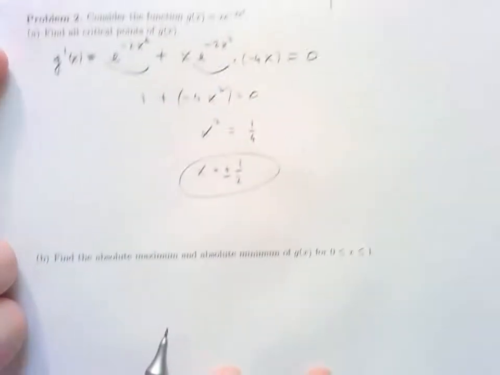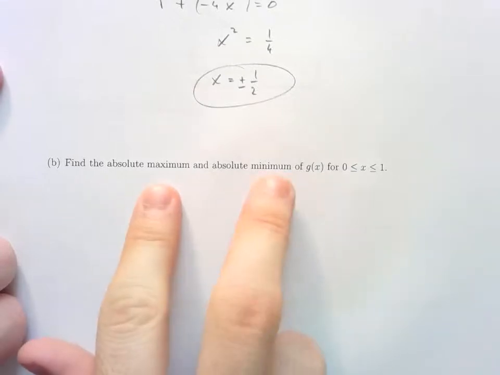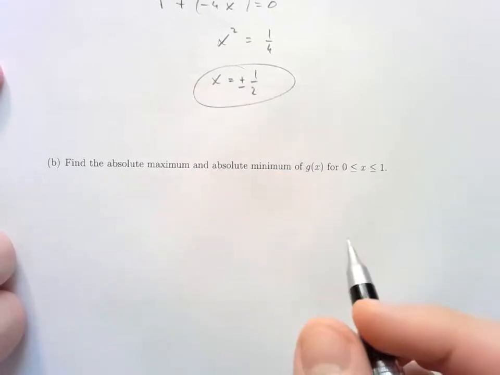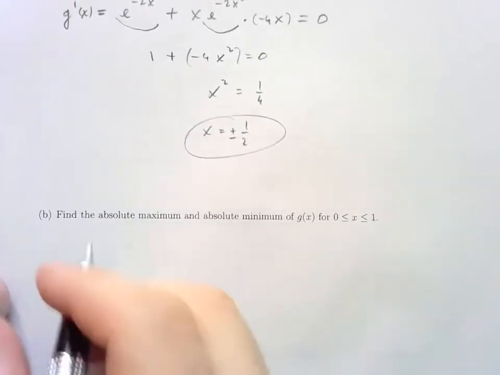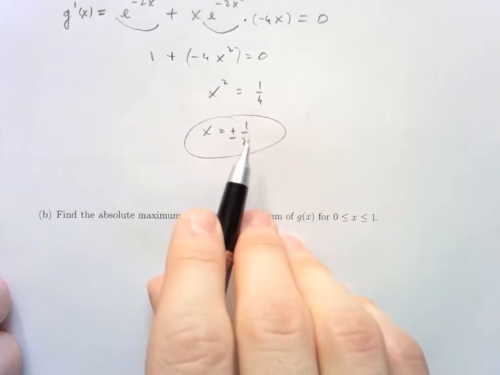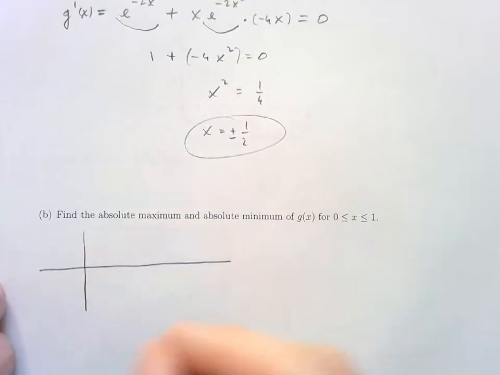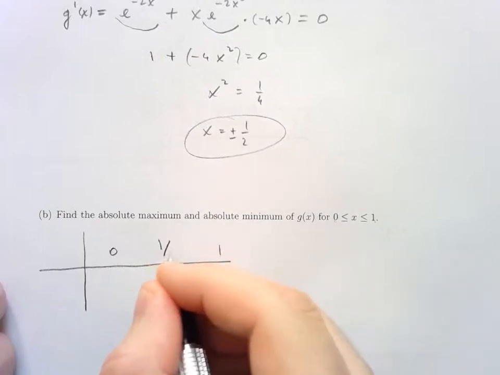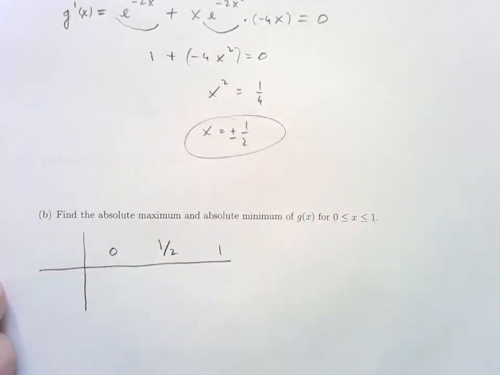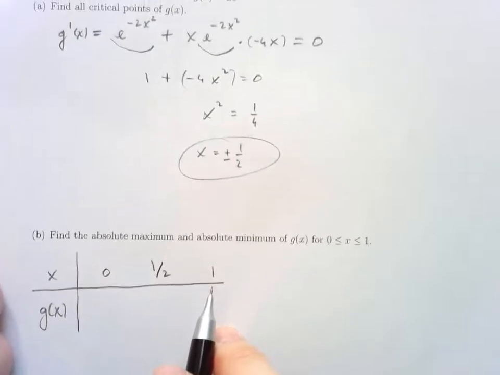Okay, for part B of this problem, just like in the previous problem, we're asked to find the absolute min and max. But we're also given the interval here. So that means we have to omit the critical point -1/2 because that's outside this interval. And we're only interested in the endpoints of the interval, so 0 and 1, as well as the x equals 1/2, the critical point of our function. So let's take these numbers and plug them into G. And see what we get, right?